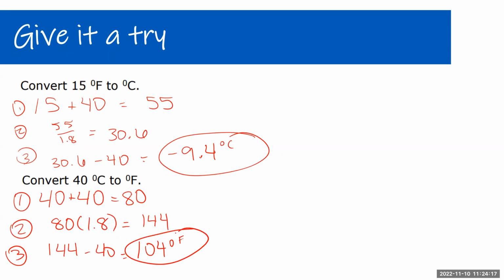Get some practice with this, become familiar with this. It can be kind of tricky, but it's a lot easier, in my opinion, than some of the other formulas we can use that are mathematically equivalent.